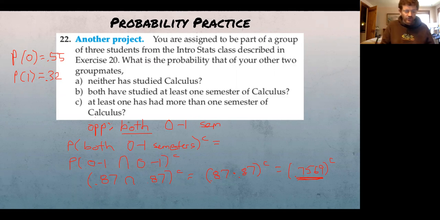So if that is not true, then that means at least one of them has taken more than 1 semester of calculus. So I'm going to do 1 minus 0.7569. All right. And that gets me 0.2431. There it is. 24% chance that at least one group mate has had more than 1 semester of calculus. Easy, right?